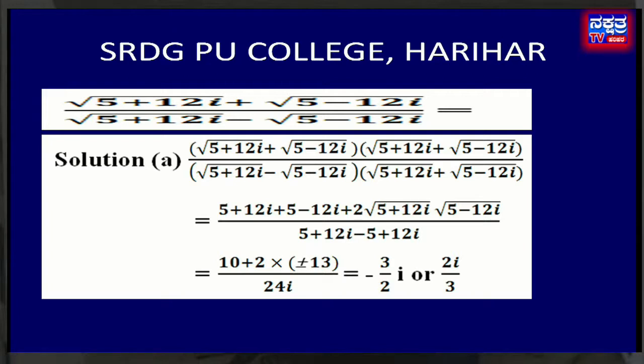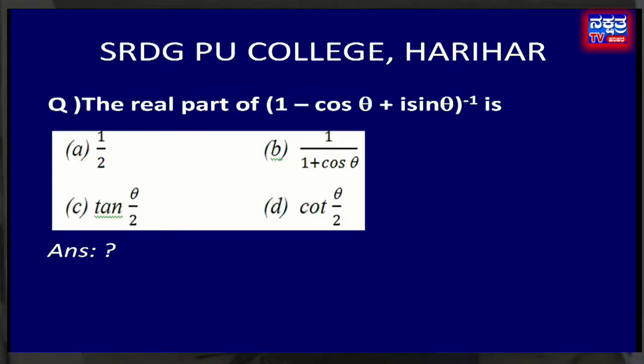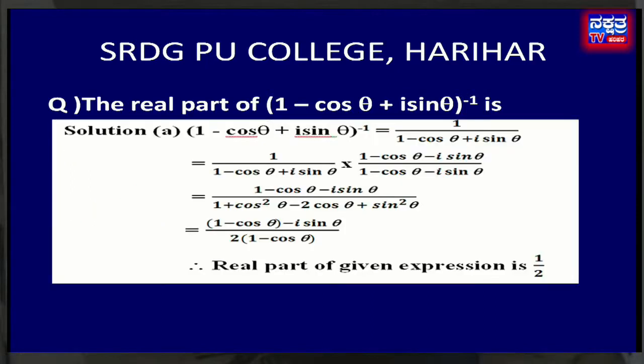a square minus b square. So the final answer we are getting is minus 3 by 2i, or 2i by 3. Watch the next question: the real part of (1 minus cos theta plus i sin theta) whole power minus 1. If you follow the solution, yes, see the solution.